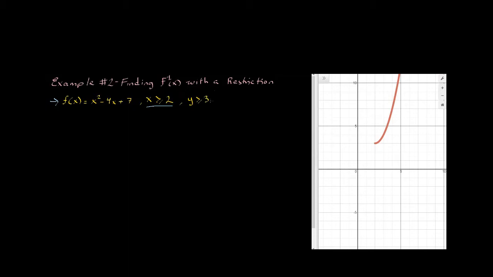I want you to keep this in mind, and I'm going to continue with the actual process of getting the inverse of this function. Here, I'm going to start by substituting the f of x for y. y is equal to x squared minus 4 times x plus 7.